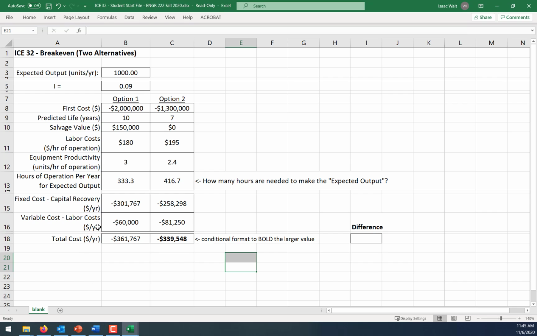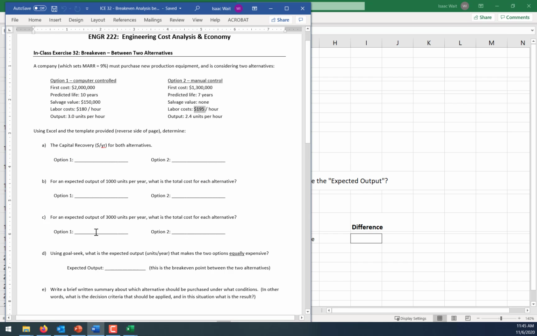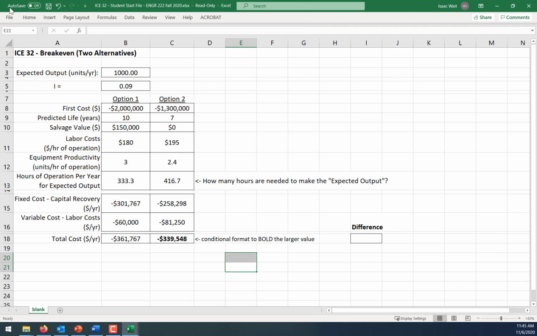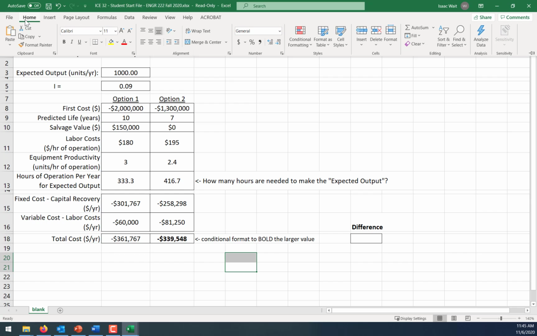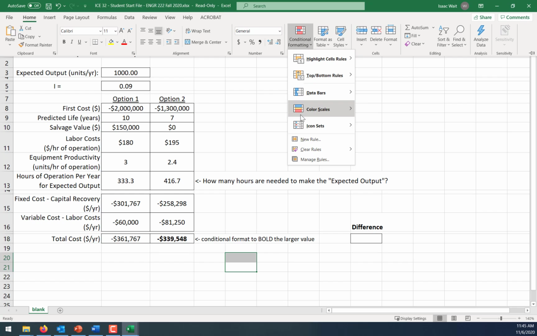Okay, so are there any questions so far? Madison? All right. Well, it becomes pretty easy then to analyze what goes on at 3,000 units per year. Conditional formatting tab is under Home. So Home, and then it's just to the right of this number stuff. Conditional formatting, and then do New Rule.